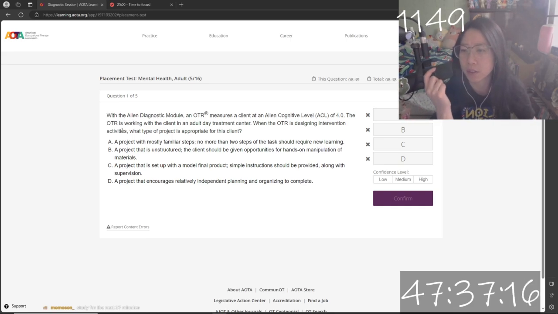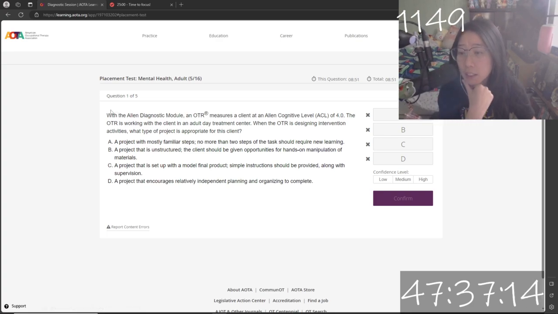Okay, mental health. With the Allen Diagnostic Module, an OTR measures the client at an Allen Cognitive Level ACL-4. He's working with the client in an adult day treatment center. What is the OTR when he's designing intervention? What kind of project is appropriate for this client?